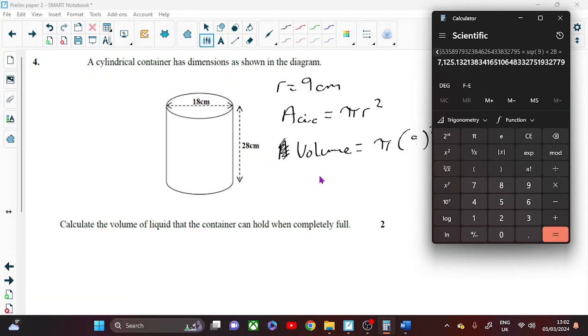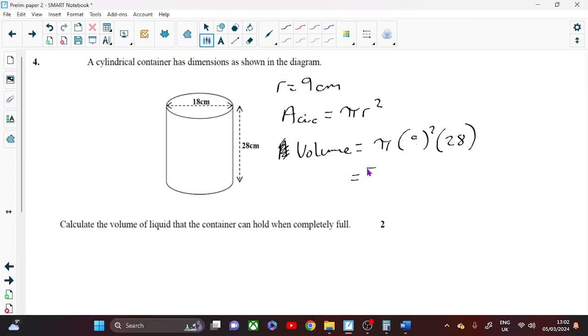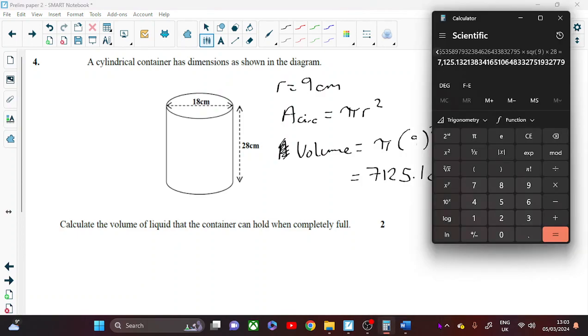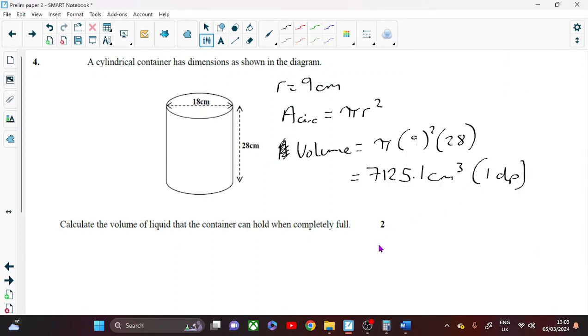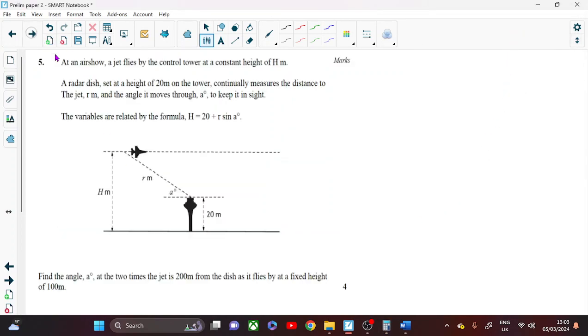7125.1 centimeters cubed to 1 decimal place. As you can tell, I like 1 and 2 decimal places. 7125, yep, that's what I got. Okay. Next step.